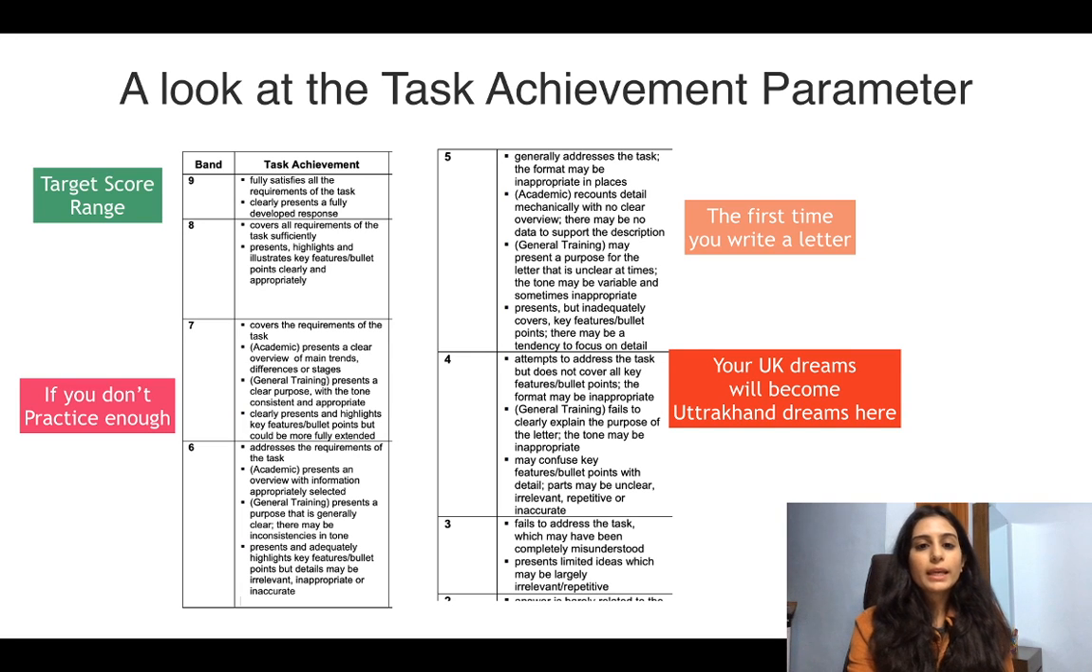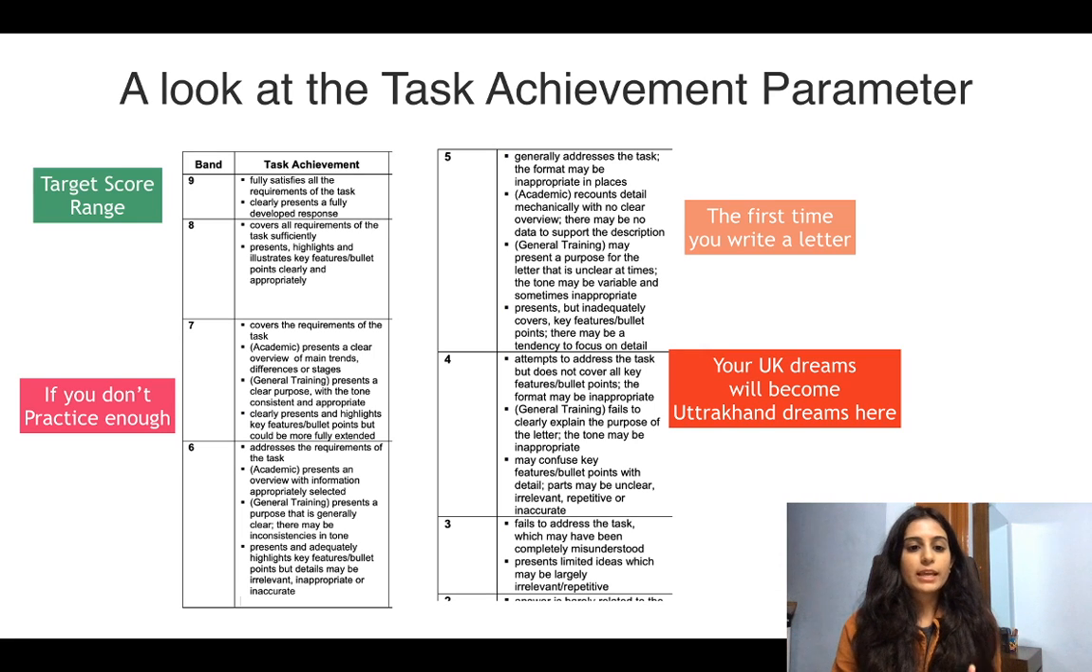Usually anybody who is taking the IELTS general training would want to score at least above a 7 band score in their writing task. So first of all, let's have a look at what a 7 band score should look like. A 7 band score covers the requirements of the task. So whatever the task is asking you to do, you cover the requirements, you fulfill whatever the task is asking you to do.